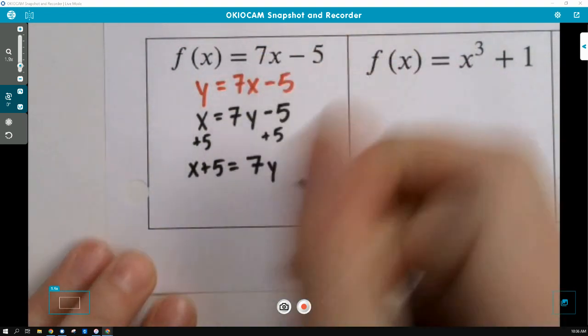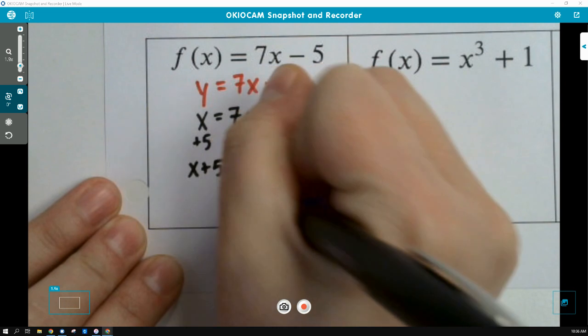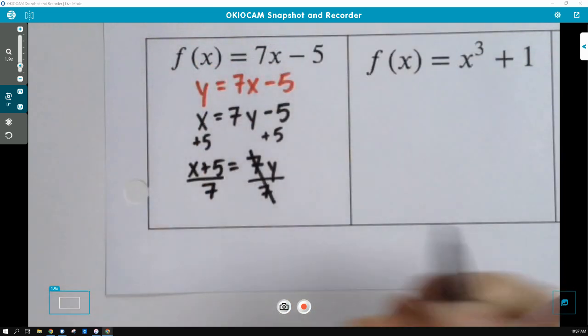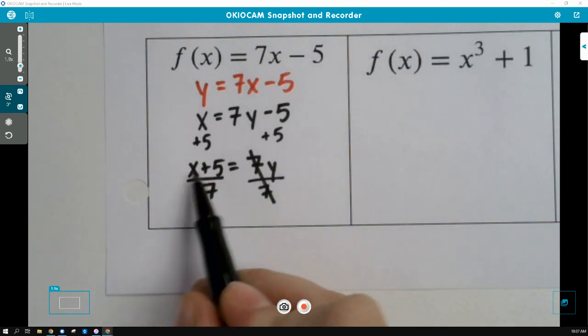And then we'll divide both sides by 7 to get y by itself. So divide by 7, divide by 7. Those cancel out. Okay, so then we have y equals x plus 5 over 7.